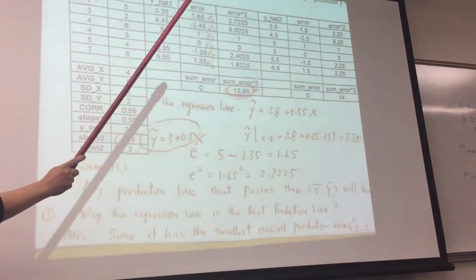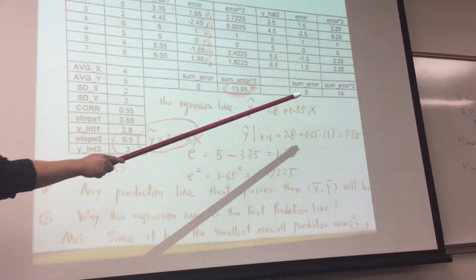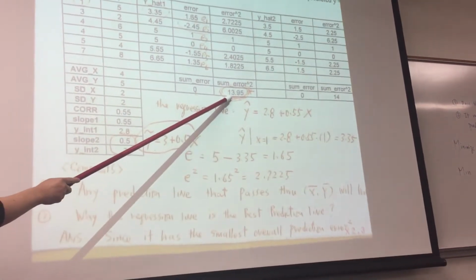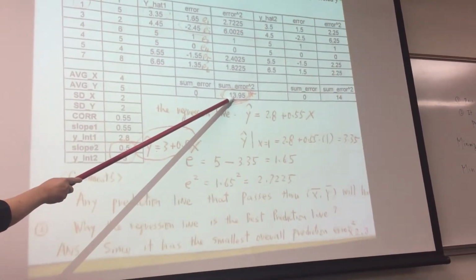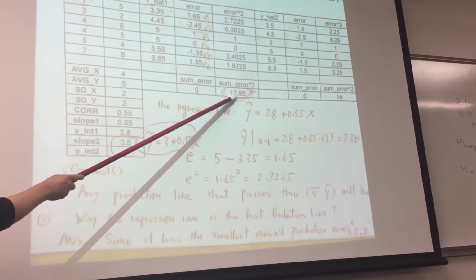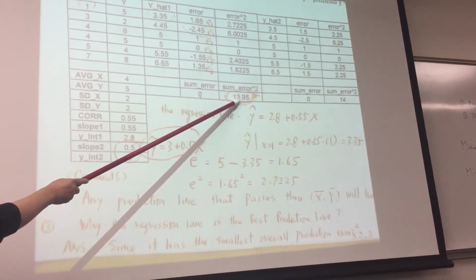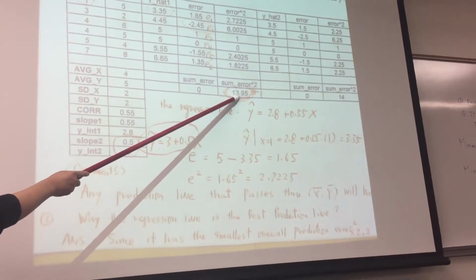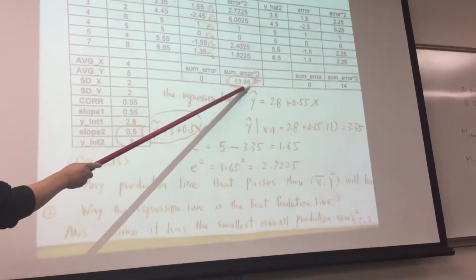Any other line, even if it's a very good prediction line, its overall prediction error will definitely be bigger than 13.95. For that reason, the least square regression line is the best prediction line because it has the smallest overall prediction error square. Is that clear? And for this data set, that is 13.95. Is that clear?